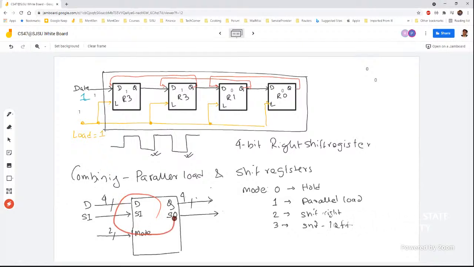These are all about the registers that you need to know: there are registers which together can do parallel load, shift right, and shift left, and internally it somewhat looks like this. How this is done in detail, we'll be studying in the 147 class. Any other questions?